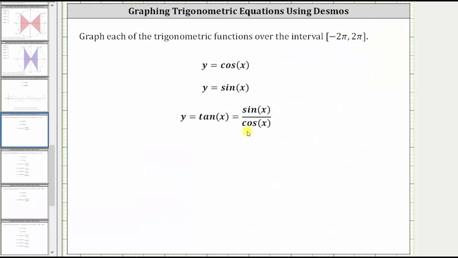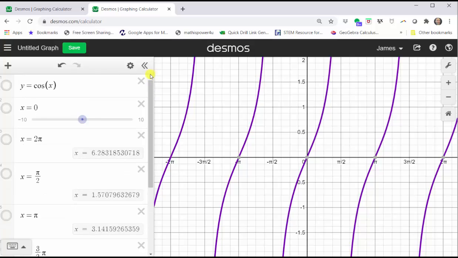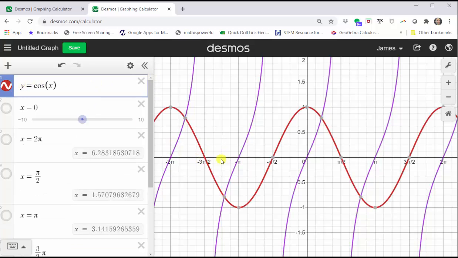Remember, tan x is equal to sin x divided by cos x, and since division by 0 is undefined, the tangent function is undefined when cosine is equal to 0. So for a moment, if we turn the cosine function back on, notice how where cosine is equal to 0, there's a break in the graph of the tangent function, and the tangent function has vertical asymptotes at these x values.